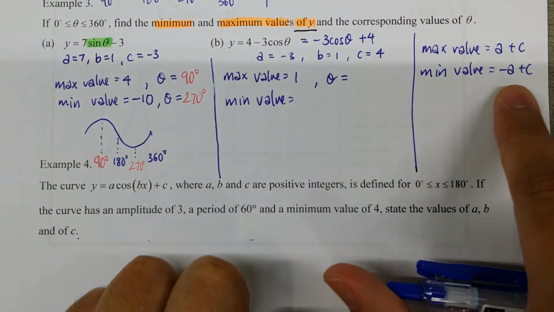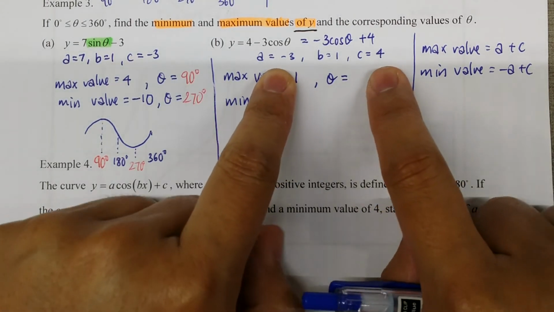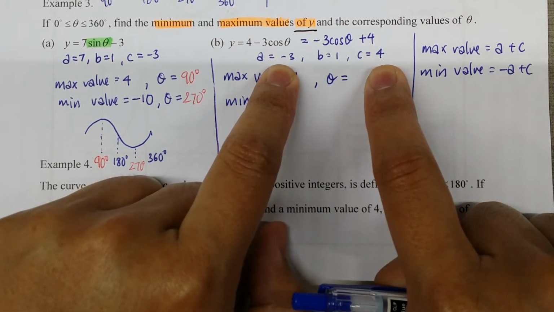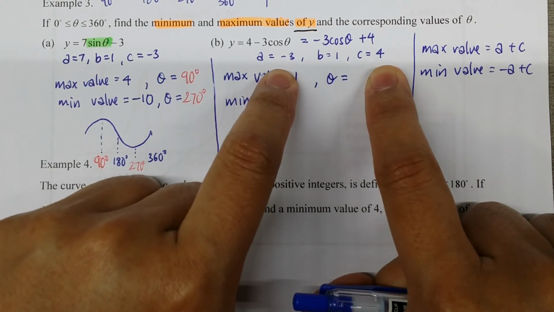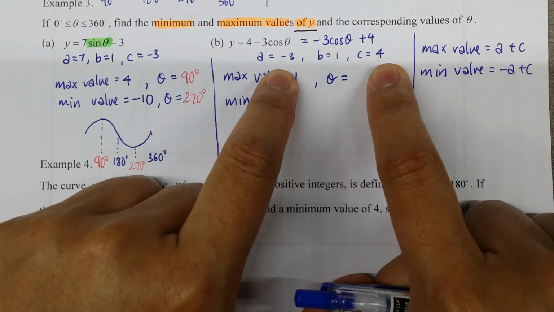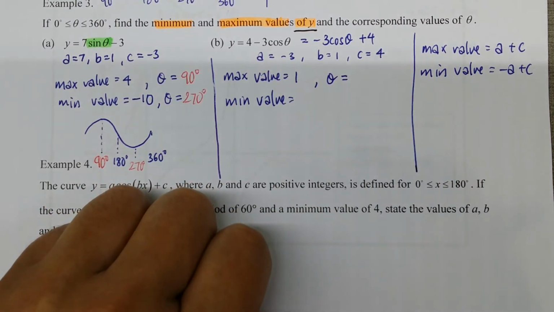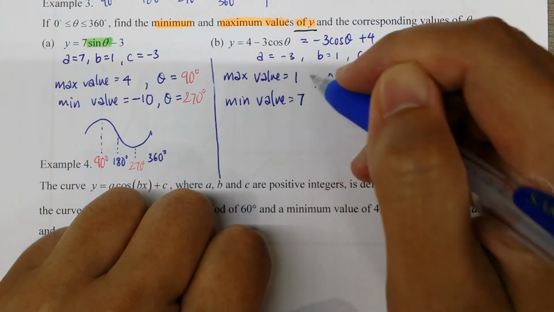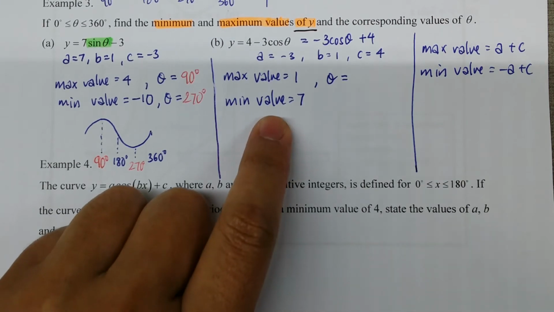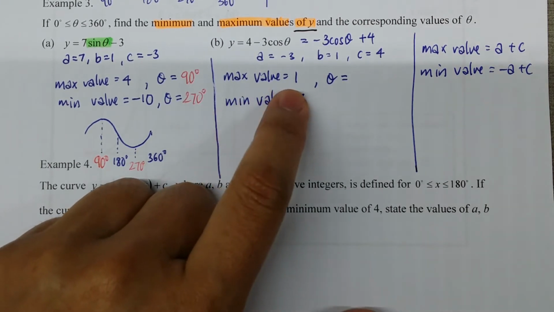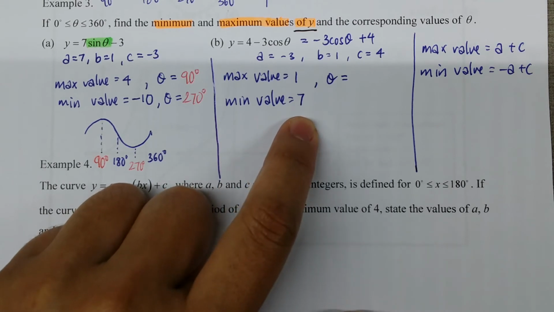Minimum value is -A plus C. Negative of A, negative of -3, is 3, plus 4. Yep, it is 7. So something is wrong with this. Why is the maximum value 1 and the minimum value 7? It doesn't make sense, right?